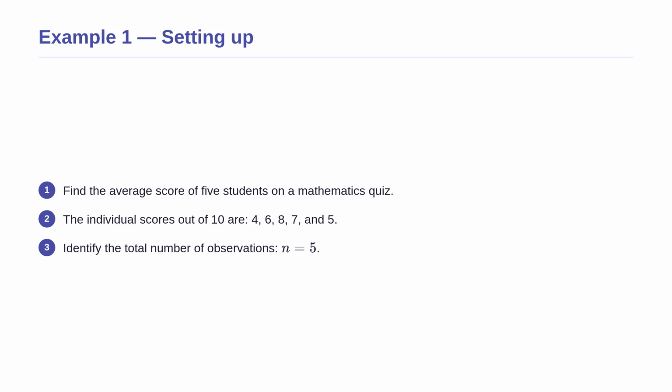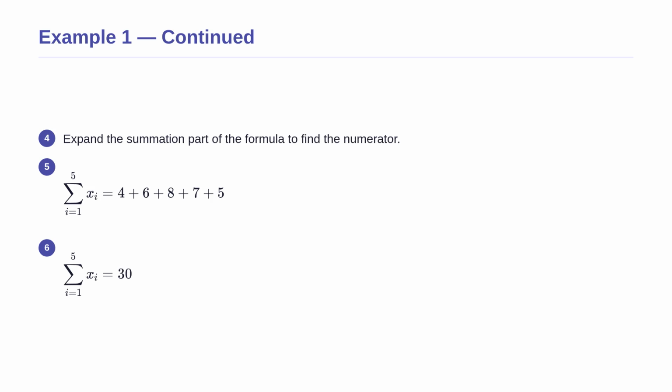To solve this, we will first identify our total number of observations. Since there are 5 students, our n is equal to 5. Continuing with our calculation, we need to find the numerator of our formula. We do this by expanding the summation part. We take each student's score and place a plus sign between them. This step gathers all the raw data into one combined total.